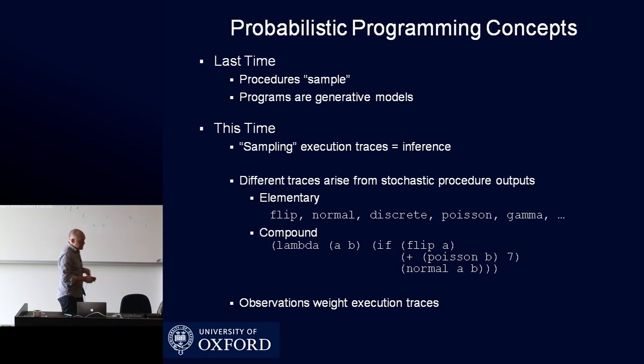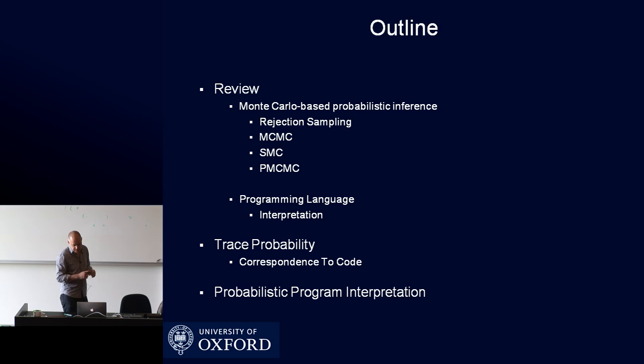Observations weight execution traces. We'll get to it, but in the case of, say, rejection sampling or constraints, those weights are just ones and zeros, actually. But more generally, observes in the way that Anglican does observes weight execution traces.